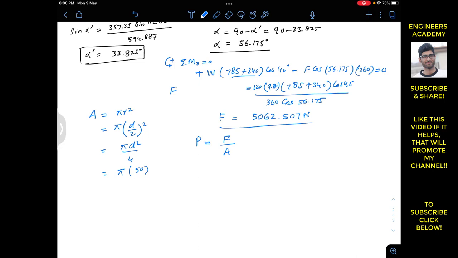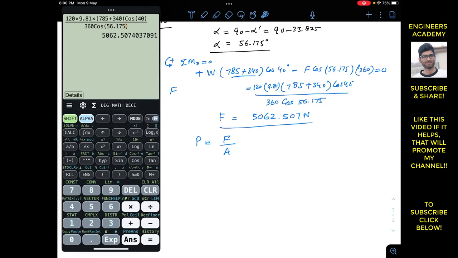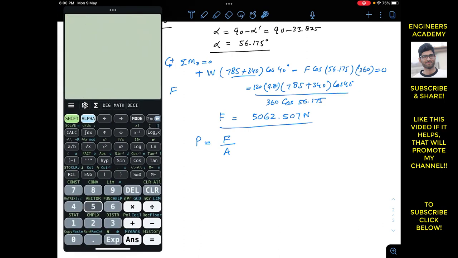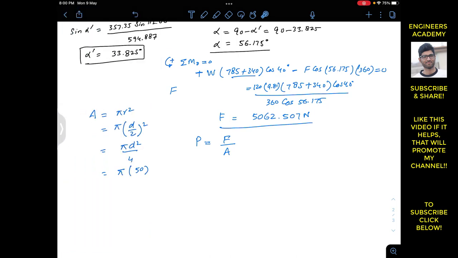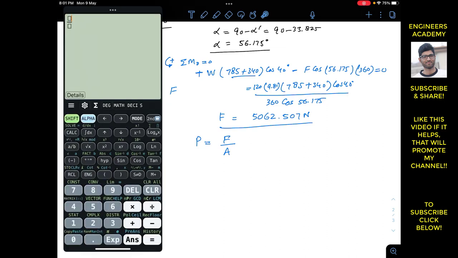And now since we want to find this pressure in SI units, we have to convert this diameter from mm into meters. So 50 divided by 1000, so this is 0.05. So now instead of 50, we have to use that 0.05. So this is pi into 0.05 square divided by 4. So this will be our area. Let's find this. This gives us the small area.